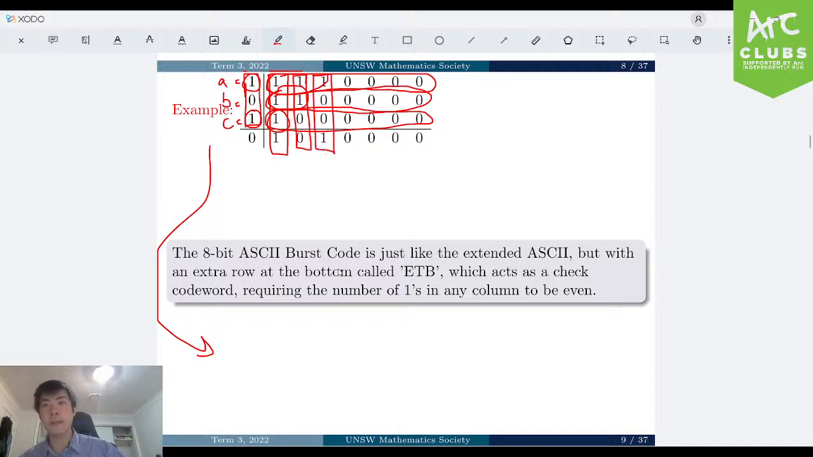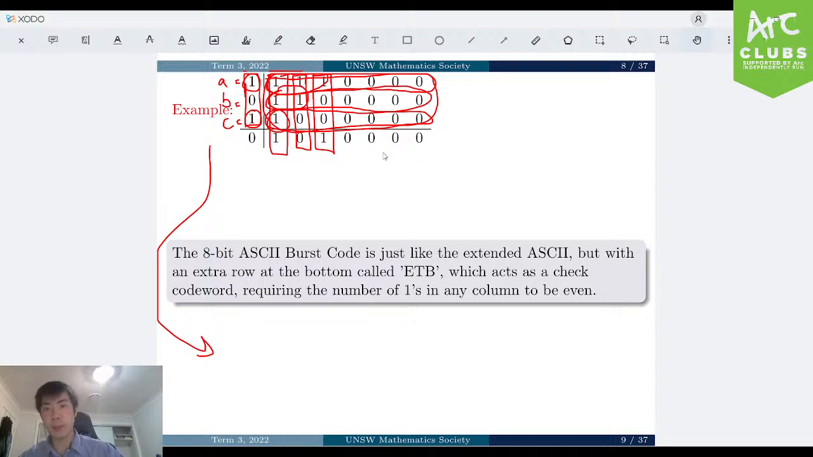Now, this adds an extra level of detection and error correction, because when you send this message, this block of code words here, these extra check bits on the left and on the bottom will help you determine if there's an error and where the error is.